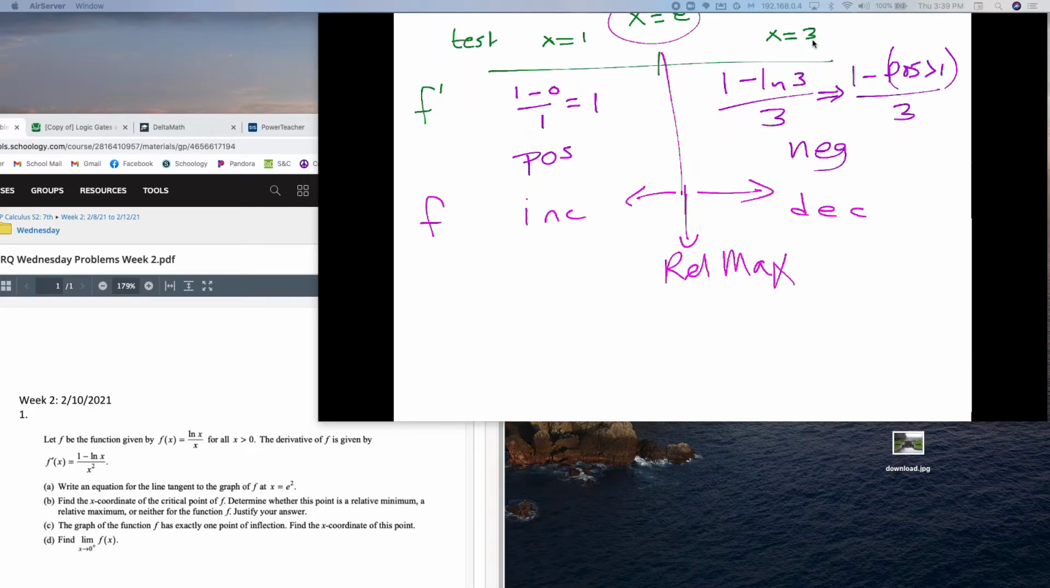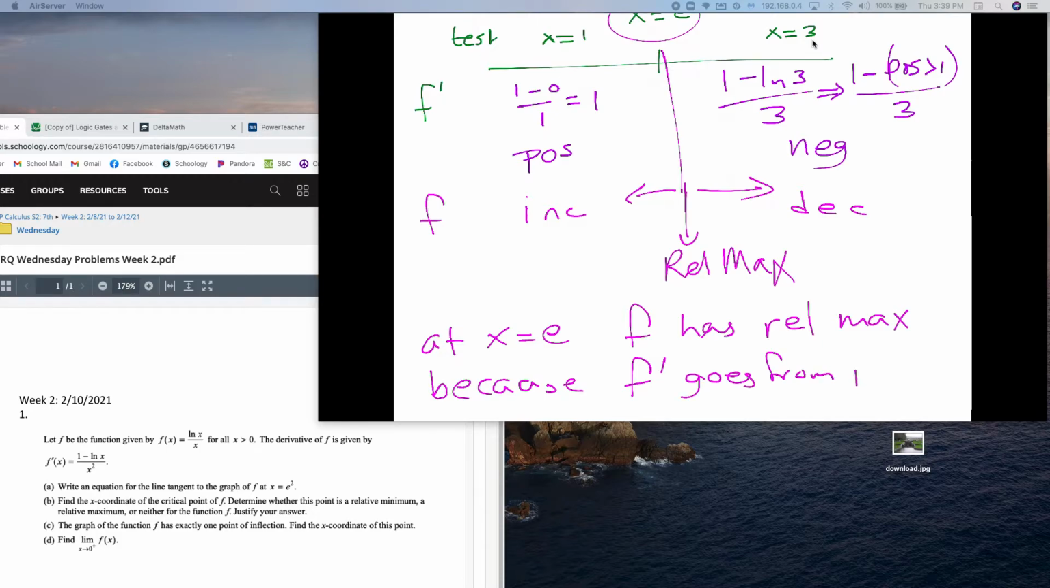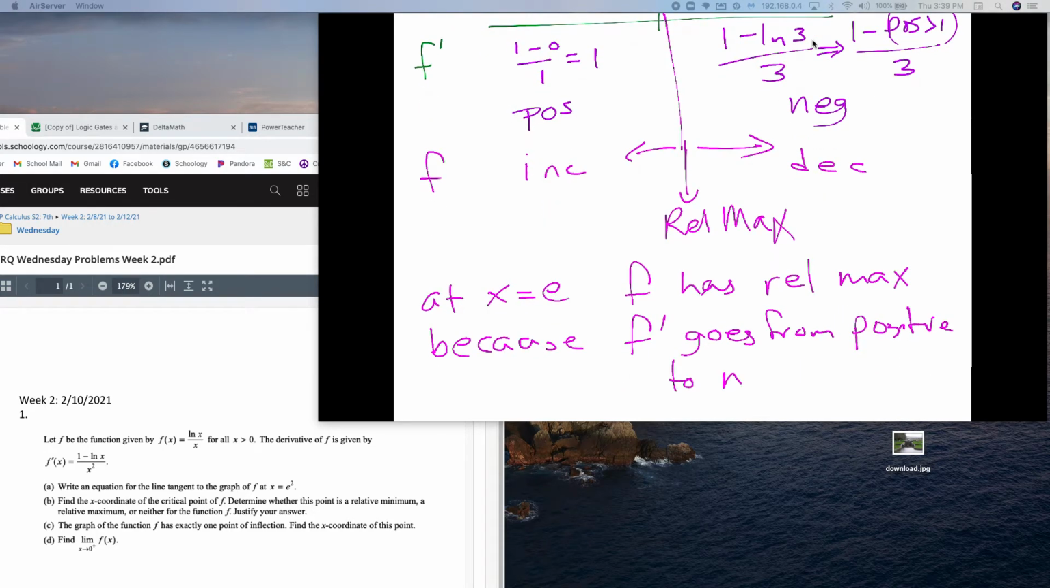You would say at x equals e, that was our critical number, f has a relative maximum because f prime goes from positive to negative. That's how you would write it. That's the justification.